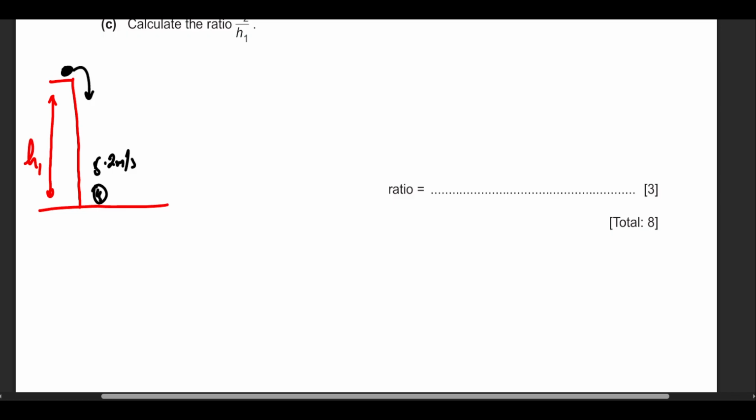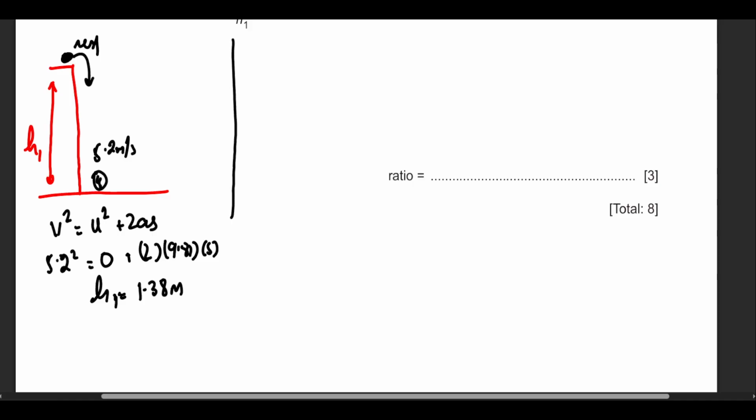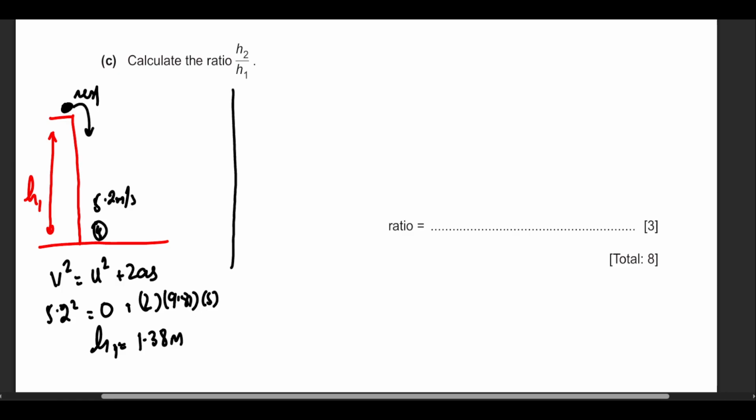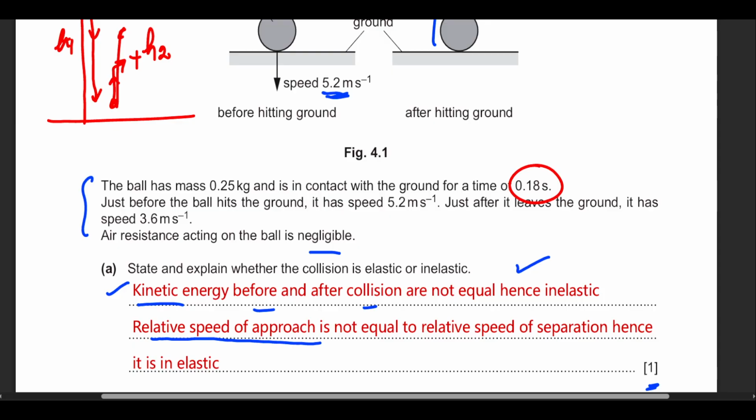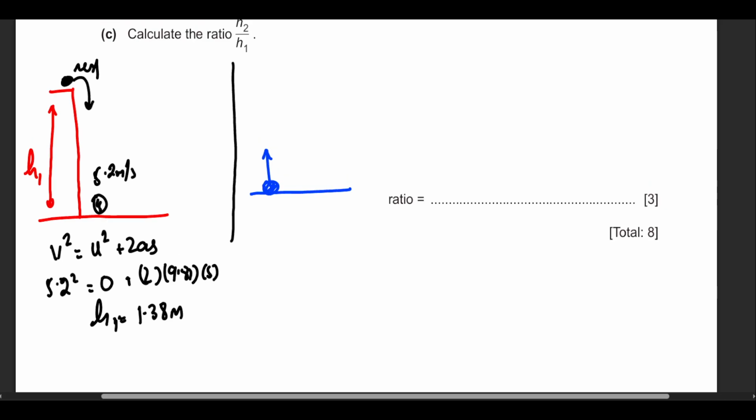Yes, we can. So we have one way, this is v squared equals u squared plus 2as. The final speed is 5.2 whole squared equals, it was released from rest, so the initial is 0, plus 2 into the gravity, which is 9.81, into s, which is h1. So h1 comes out as 1.38 meters. Now let's try to solve this for h2, the rebound height. It jumped back up again with a speed, given in the question, of 3.6. So it jumps back up again with 3.6, right?